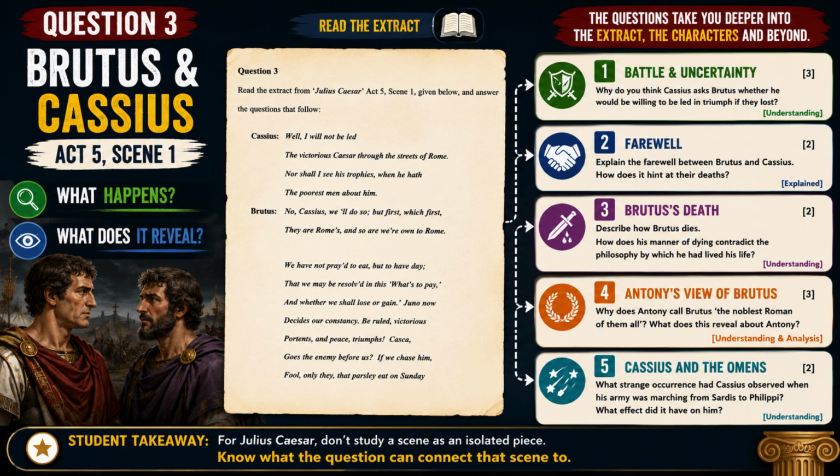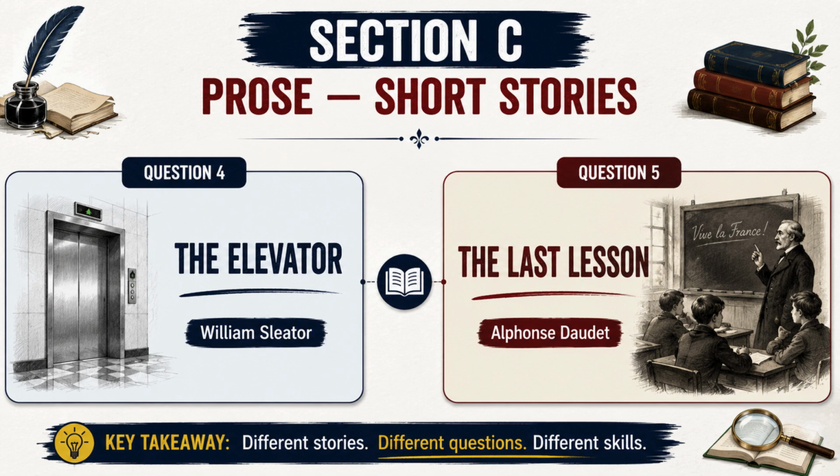Again, notice the movement. The question isn't staying at one level. It moves through the extract, the character, the later events of the play, the character's philosophy, and the consequences of what happens. Now let's move to section C, prose, or short stories. The specimen gives us question 4 from The Elevator by William Sleater, and question 5 from The Last Lesson by Alphonse Daudet.